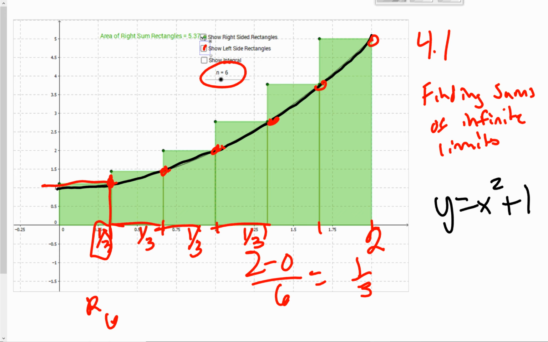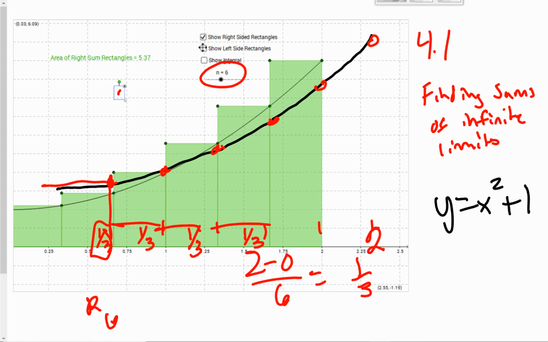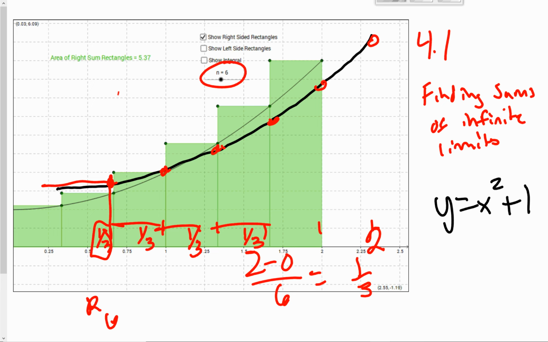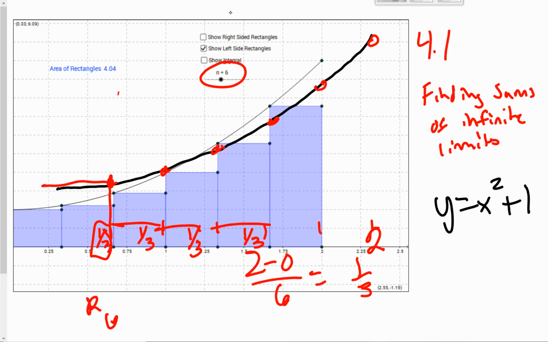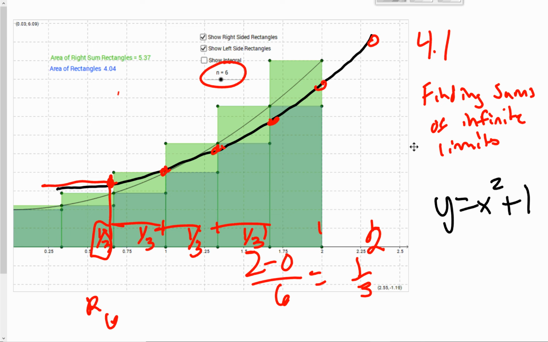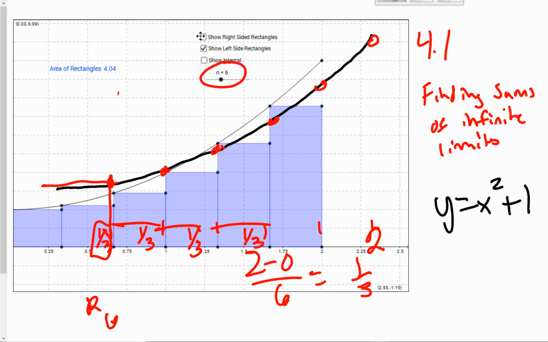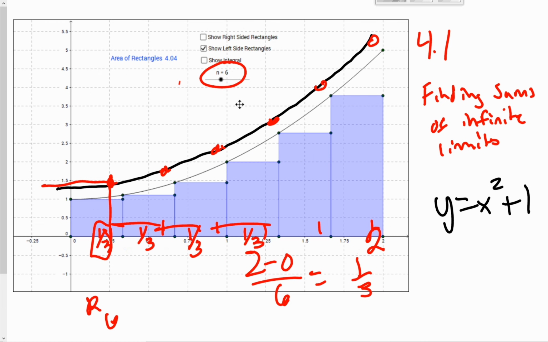Or we have the left-hand side. The left-hand side might look something like this. So they're all below. Again, I would use these values. I might use the first one. I think our graph kind of got shifted over here. There we go.